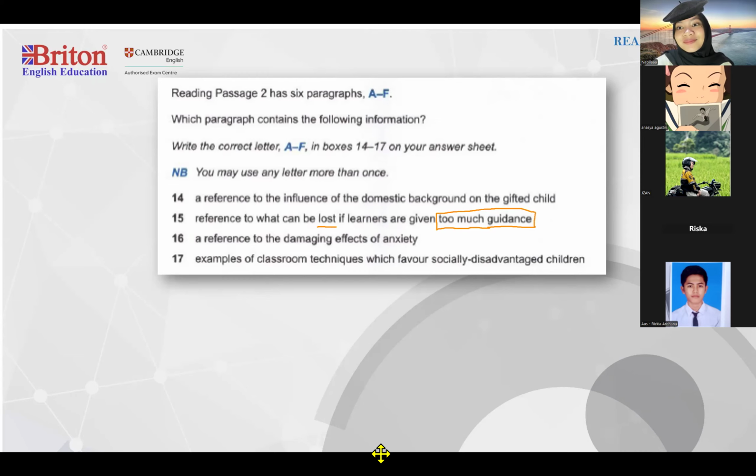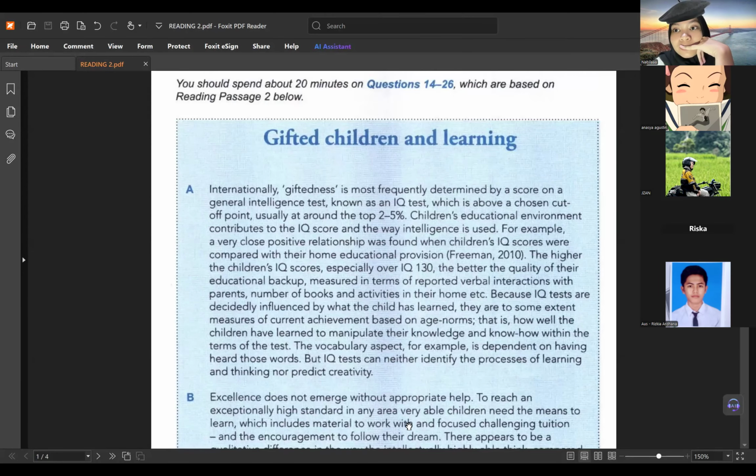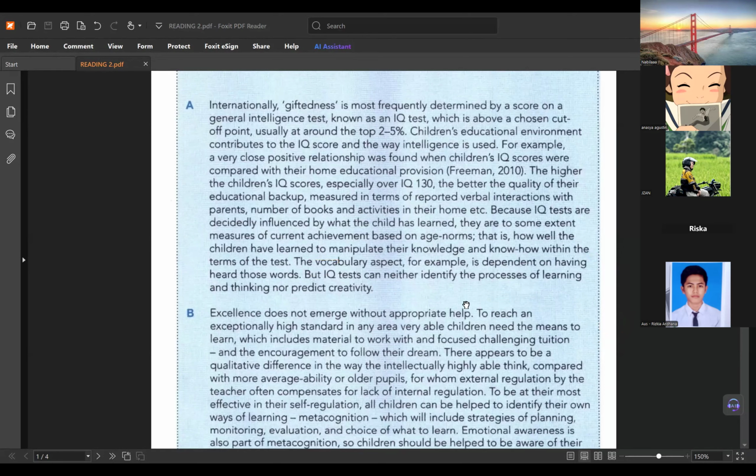Now let's find too much guidance in the text. And remember, the location is usually in order, guys. So if you find the answer number 1 here in the home part, number 2 is after that. So start after the information for number 1. So let's start from here. Look for too much guidance. And what does guidance mean? What is guidance, guys? Bimbingan or support, yeah? Too much guidance, too much support.